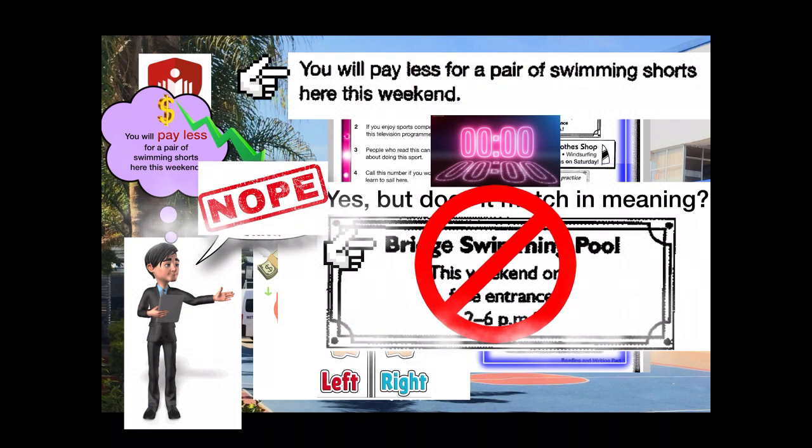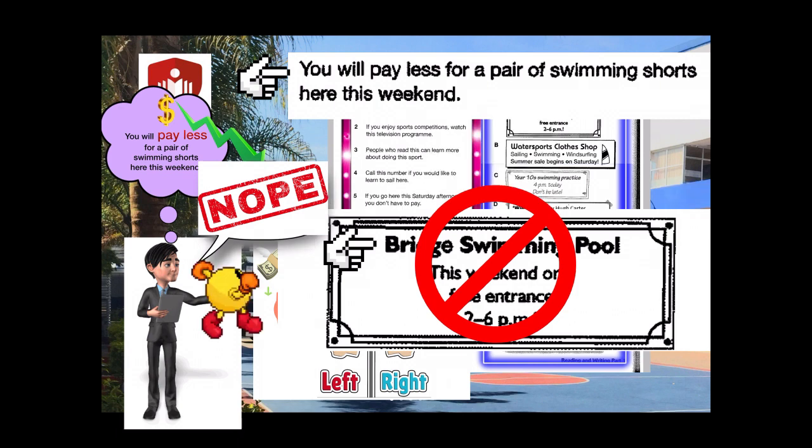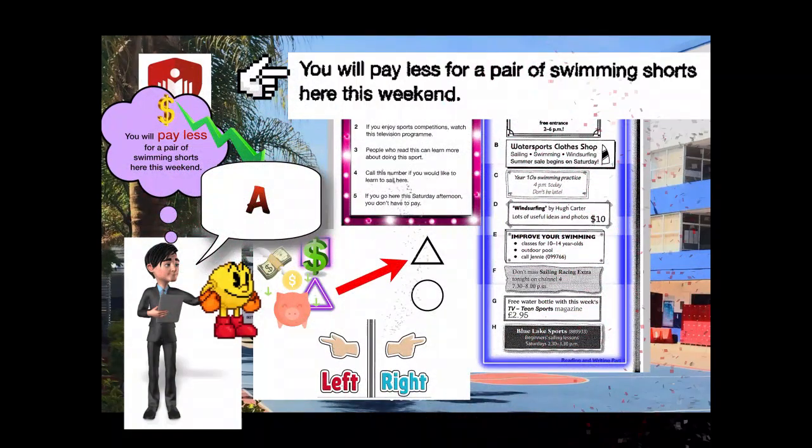It is not correct. The answer is that the statement says you are going to pay less, you are going to buy something, where you buy things at the shops. And in this case, you are going to buy swimming shorts that are sport clothes. And the sign says only that there is a swimming pool and the entrance is free. So nothing about buying something, and there is no sport clothes for you to buy, so that is not the correct answer. Now, let's ask Pac-Man to remove that information that we don't need anymore.